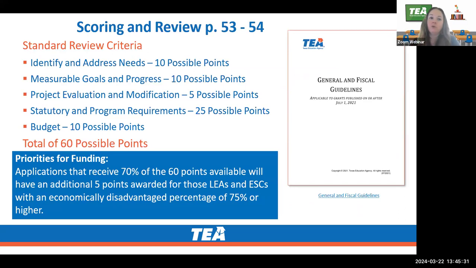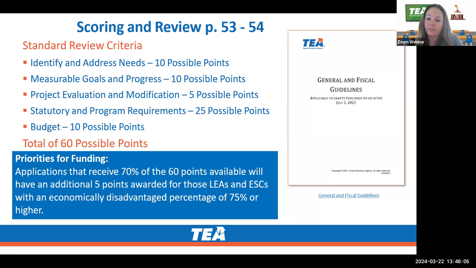So scoring and review. This is page 53 and 54. This is in the other guide that I was telling you guys about. This is the general and fiscal guidelines. So this is not in the program guidelines. This is its own guideline book that you need to also be accessing. On page 53 and 54 in the general and fiscal guidelines, this is also linked on the TEA grants opportunities page so that you can click into it. The standard review criteria for a TEA grant is number 1, identify and address needs.